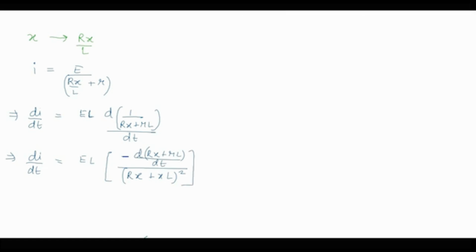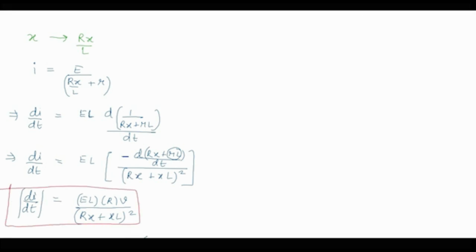So from here we obtain a value equal to EL, this will be R, and dx by dt can be written as V. The derivative of RL with respect to dt becomes 0 because it is constant, and we are left with the expression (Rx plus RL) whole square with a negative sign. Since we are writing the magnitude of di by dt, we are omitting the negative sign for the time being. So this is the value of di by dt which we have.